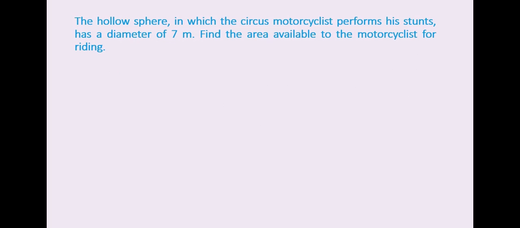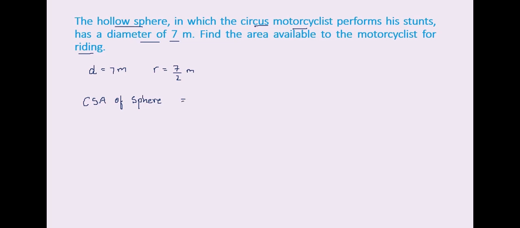Now we have a hollow sphere. What is a hollow sphere? Like a ball with empty space inside is a hollow sphere, in which a circus motorcyclist performs a stunt, of diameter 7 meter. So diameter here is 7 meter. So radius is 7 upon 2 meter. Find the area available to the motorcyclist for riding. Since this is hollow from inside, we can say CSA or TSA. It makes no difference for a sphere.